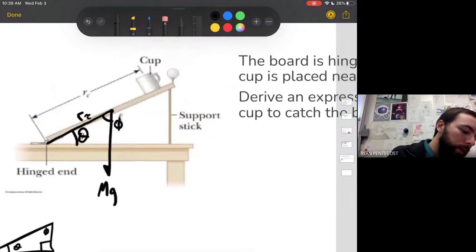Now, when we talk about tangential acceleration right here, okay, and g here. I drew that too long. Oops.